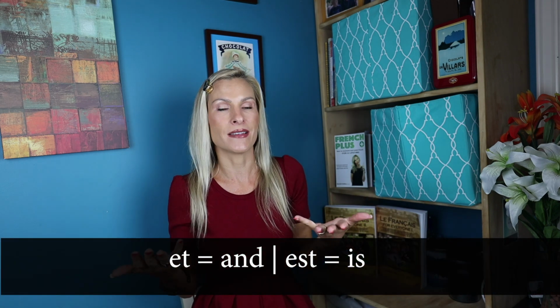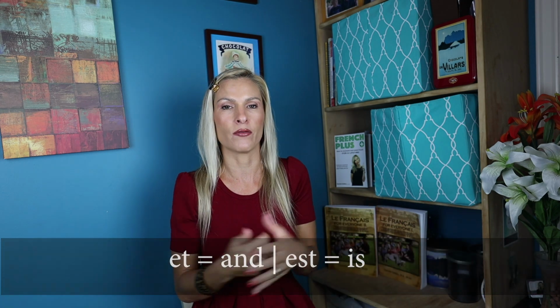And you're thinking, how can you tell which et to use? Sometimes it's really easy to figure it out, and sometimes it's not. So we have two et in French. So we have et, which is and, right? And then we have est, which is from the verb to be, or the verb être in French.